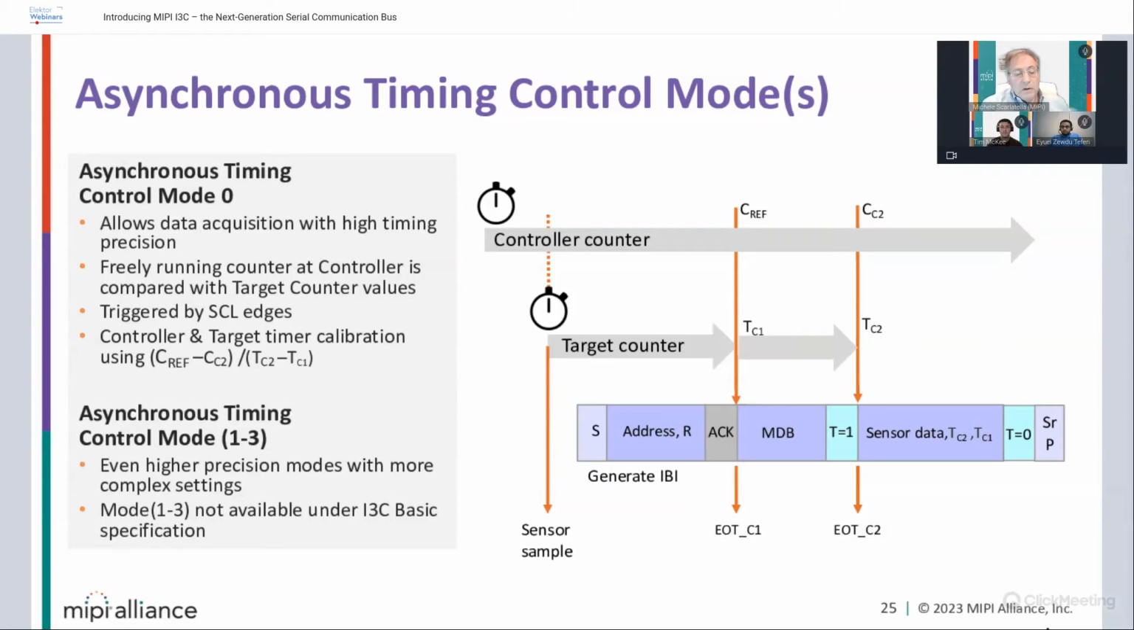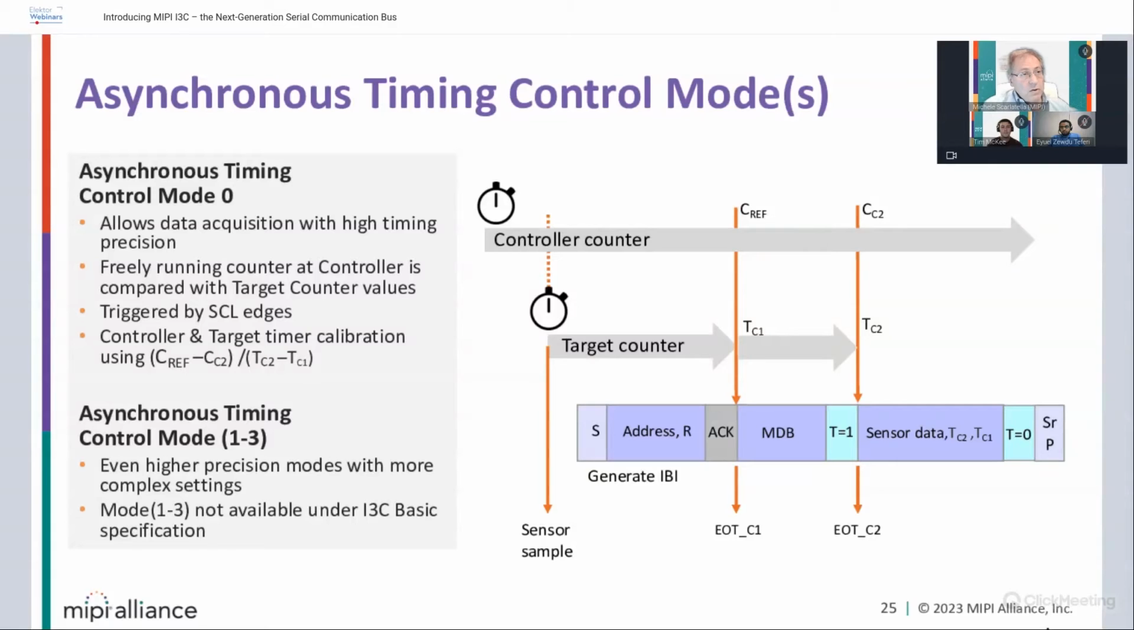Another interesting feature, which becomes very powerful when combined with the IBI, is the asynchronous timing. Let's say you want to know exactly at what time an event happened. You have 2 clocks, one in the controller and one in the target. The target will start its clock when the event happens. Let's say you're sampling a sensor value. Then you generate the interrupt.